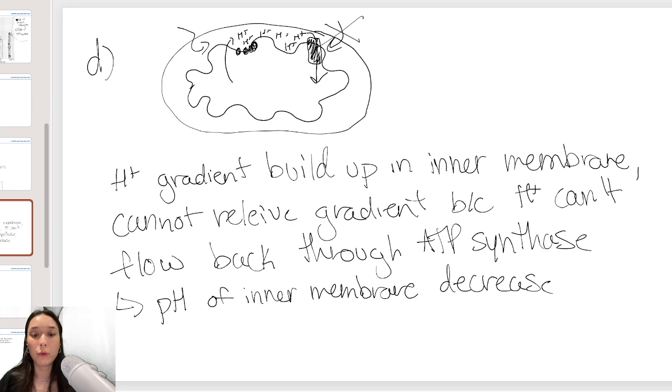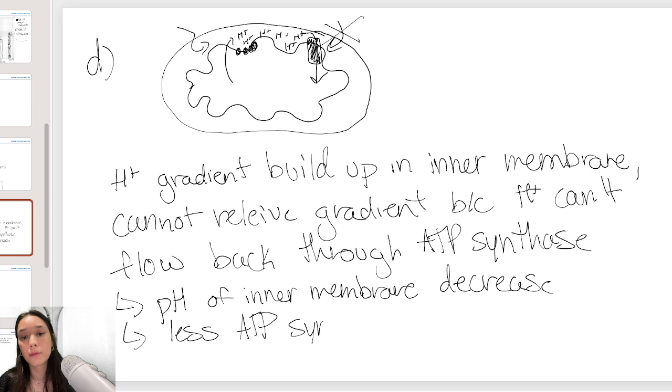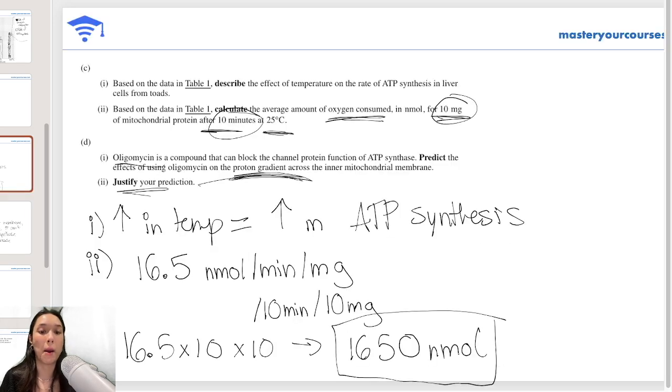So the pH of the inner membrane would decrease, and then you would have less ATP synthesis, because that driving of the H+ through ATP synthase is what powers ATP synthesis. So less ATP. And you basically would not be able to diffuse the gradient or turn the gradient off. Okay, so that's the answer for D for both part 1 and 2.